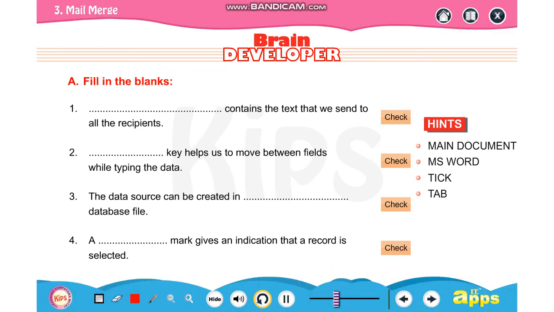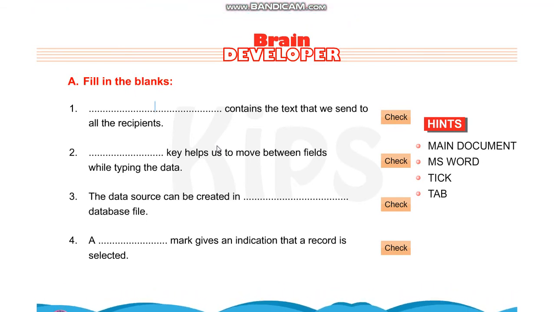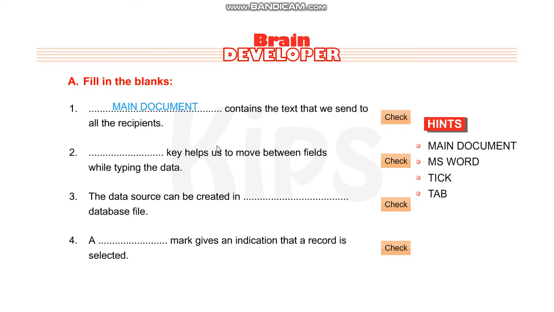We have done mail merge and now this is the time for exercise. So directly we are going to do filling the blanks. Hints are given there. Main document, MS Word, tick, tab. Dash contain the text that we can send to all the recipients. So the answer is main document.